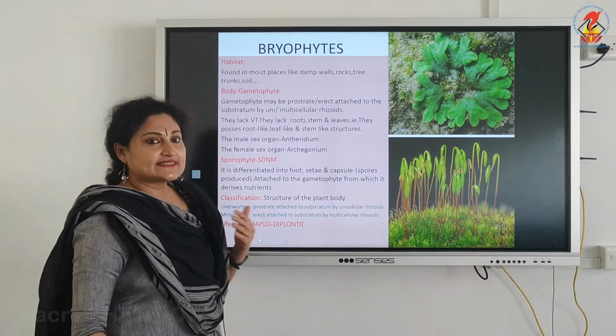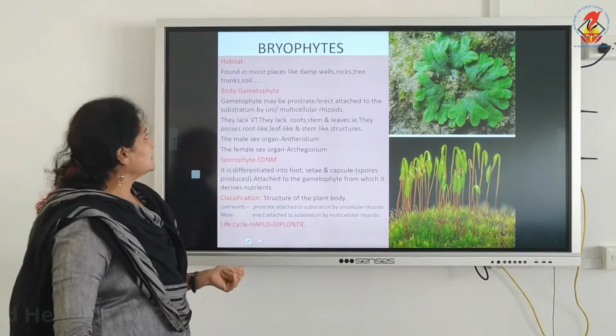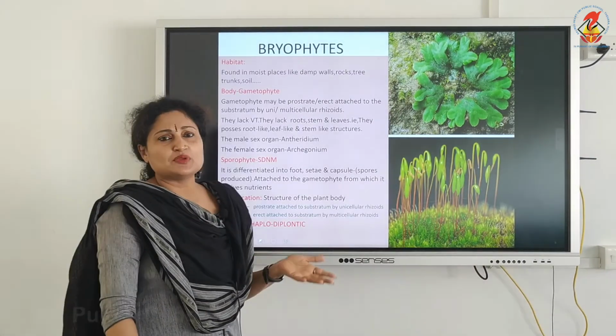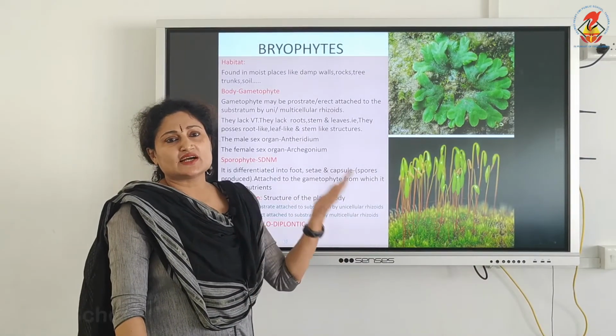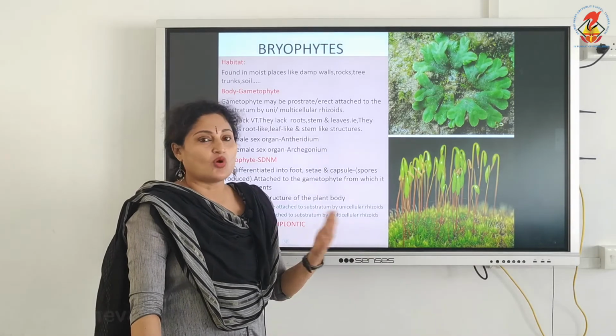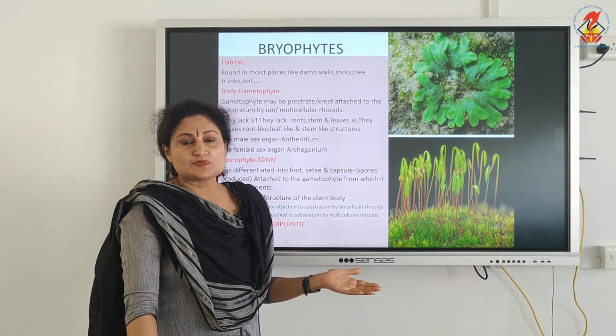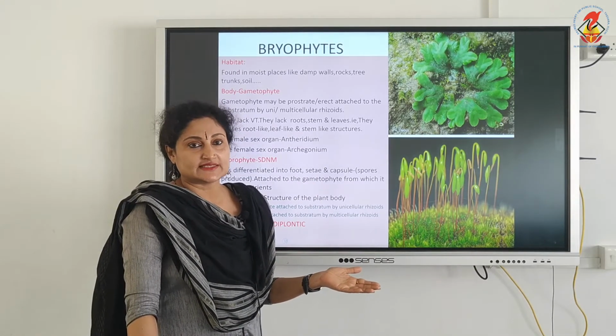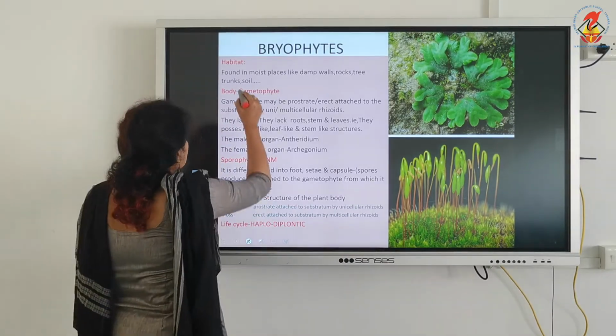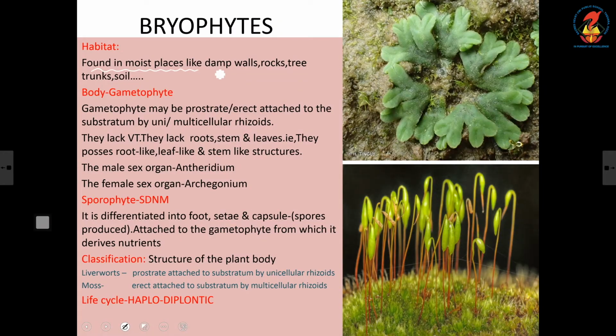Moving on to the next division, the bryophytes. Now bryophytes, you are very familiar with these. They are the green carpets found on the damp walls, especially during the rainy seasons. So the habitat: they are found in moist places like damp walls, rocks, tree trunks and soil. Now here, the real plant body again, like the algae, is the gametophyte.